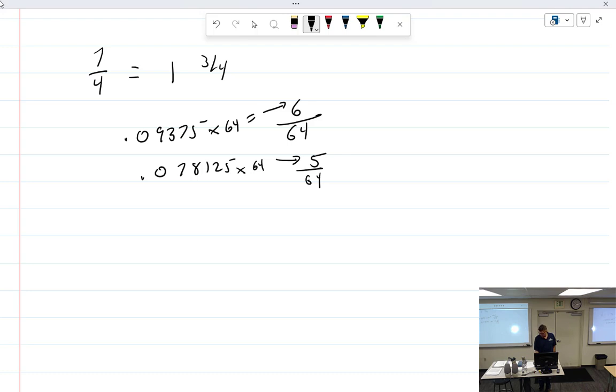And I think we've got this one covered, 1.1875. I want that as a fraction. How would I put that into a fraction? Second F to D. So very good, 1.1875, and we're going to use the second fraction to decimal. And what does that equal? 1 3/16.